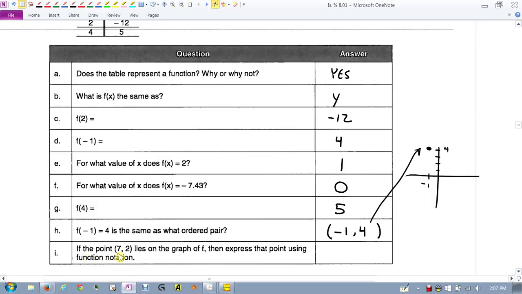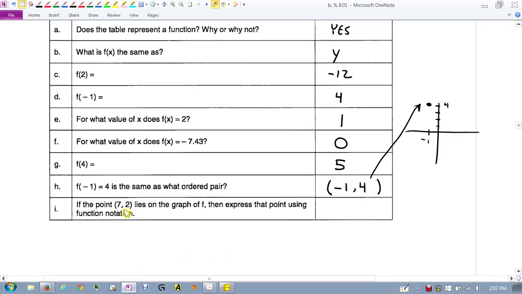If the point 7,2 lies on the graph of f, express that point using function notation. So maybe this will clarify what we were just talking about. Here we'd write f of 7 equals 2. So we're going backwards from the point back to the function notation. 7's the input, so it goes right here. 2 is the output, 2 is the y, so that's the function's value at 7. This clear? No questions? Okay.